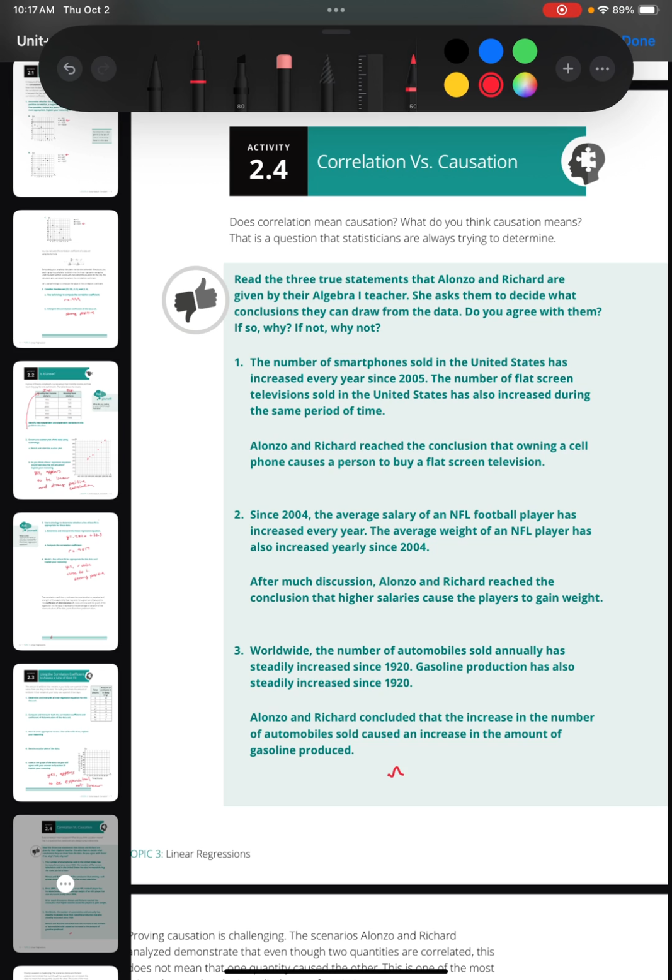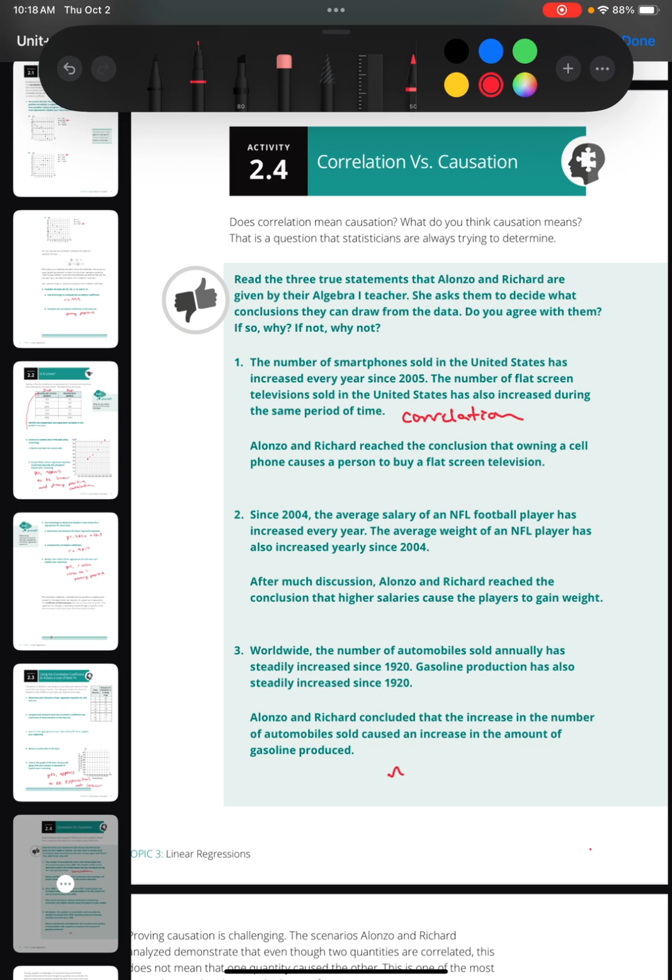So for number one, the number of smartphones sold in the United States increased every year since 2005. The number of flat screen televisions sold in the United States has also increased during the same period of time. So they're both increasing, so we could say there is a correlation, but there are other factors involved. We can't necessarily say that because people bought more smartphones, that caused people to buy more flat screen TVs. So not causation, but we would have a correlation there.